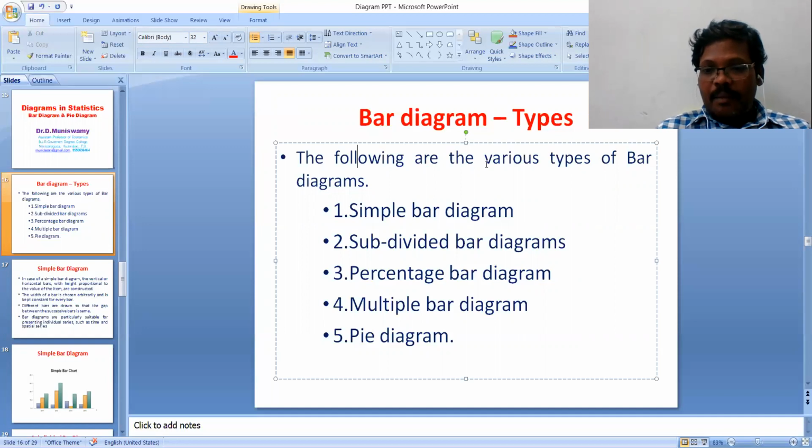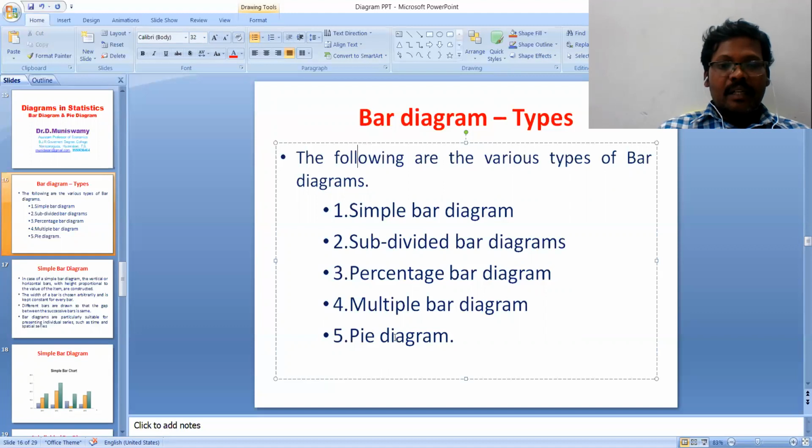At the same time, when we talk about the various types of bar diagrams, we have different categories and different approaches. We can see them in the bar diagram: the simple bar diagram, the subdivided bar diagram, the percentage bar diagram, and the multiple bar diagram.